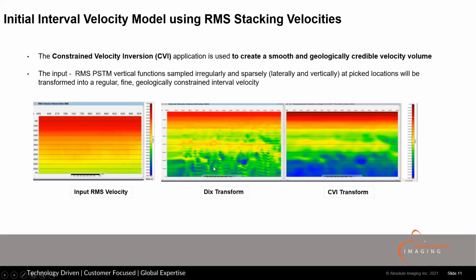So the solution, instead of that, is that we apply what we call CVI, a constrained velocity inversion. Then we are able to create a smooth and geologically credible velocity volume. That makes sure that all locations are transformed into regular, fine, and geologically constrained interval velocities. You can see they can start to reveal some geology as well, some layering. And that's how we create the interval velocity model.